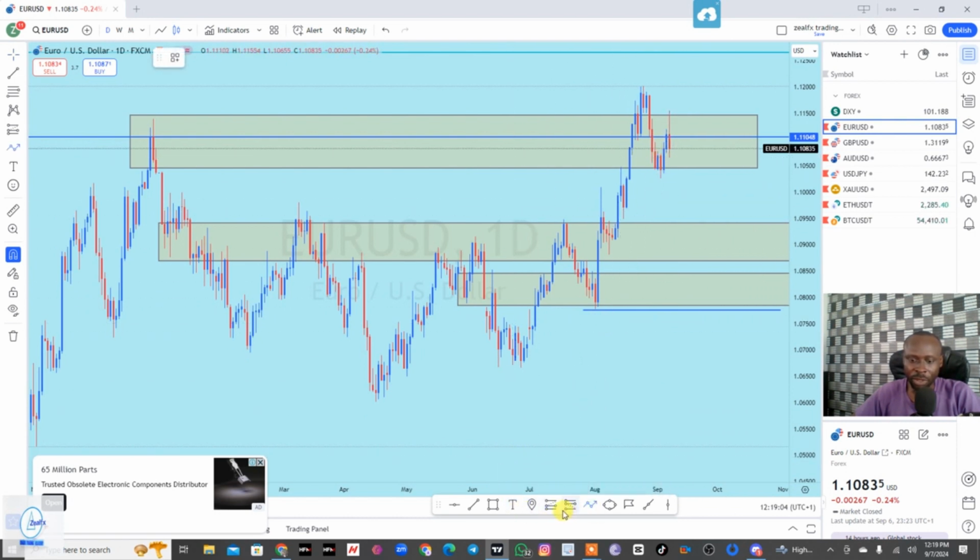On our previous move, you see that EURUSD was in what? In a uptrend, which is we have a lower low, a higher low, a higher low, and higher low, which shows that we are in a what?